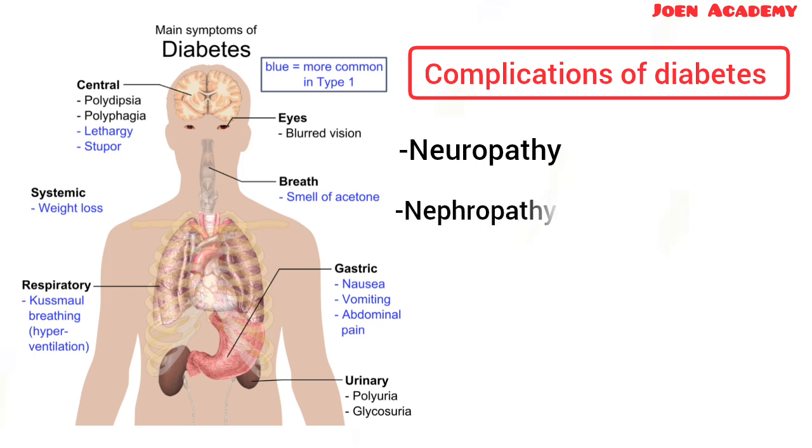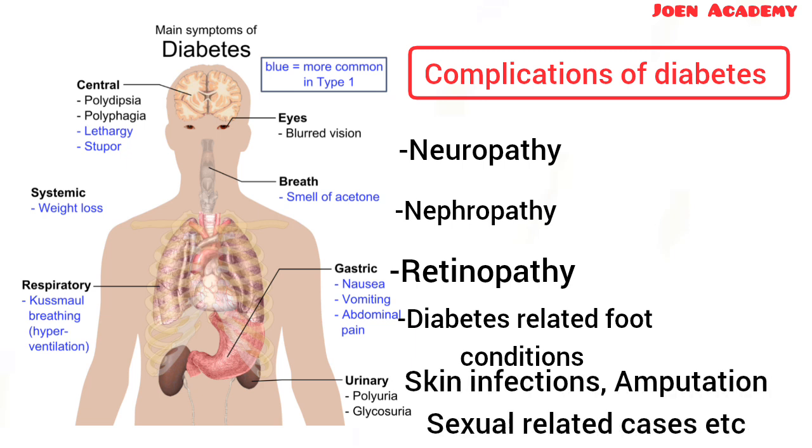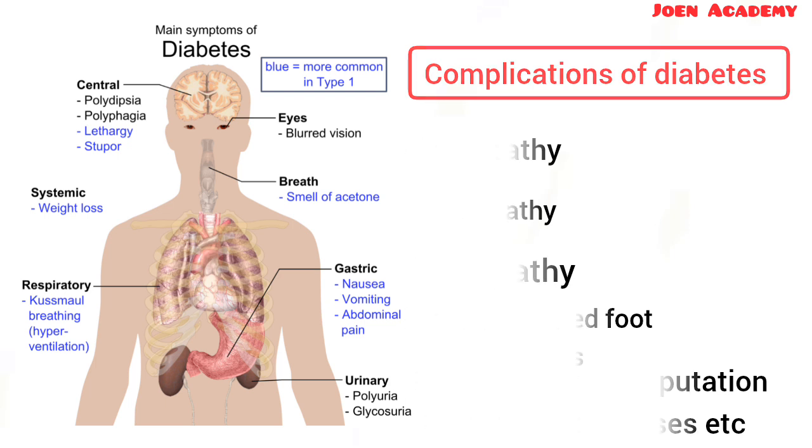or pain. Nephropathy, which can lead to kidney failure or the need for dialysis or kidney transplant. Retinopathy, which can lead to blindness. Diabetes-related foot conditions, skin infections, amputations, sexual dysfunction due to nerve or blood vessel damage such as erectile dysfunction or vaginal dryness, hearing loss, and other health issues such as gum disease. Individuals living with diabetes can also have mental health issues. People with diabetes are 2 to 3 times more likely to have depression than people without diabetes.